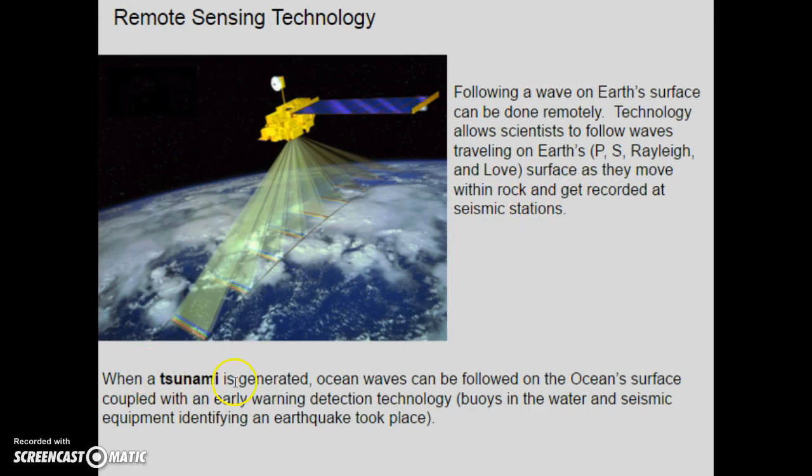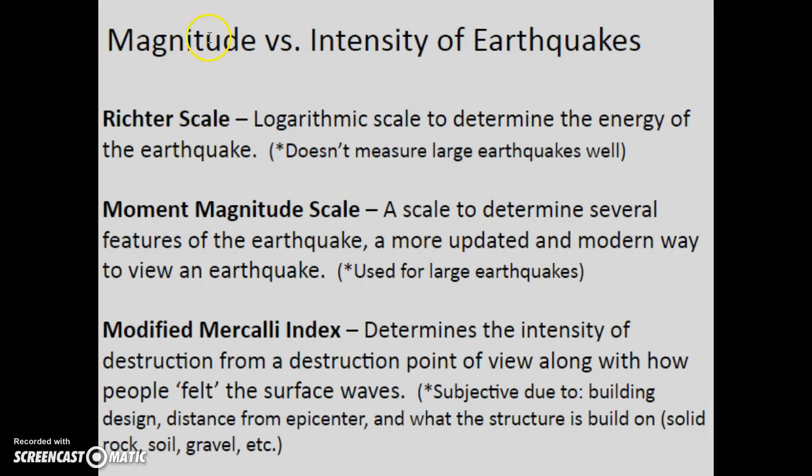When we apply this to a tsunami, when a tsunami is generated, ocean waves can also be followed on the ocean surface, coupled with early warning detection technology. We can use information from buoys in the water and seismic equipment that identified that an earthquake took place. So when we compare magnitude versus intensity, for magnitude we're looking at the Richter scale and moment magnitude.